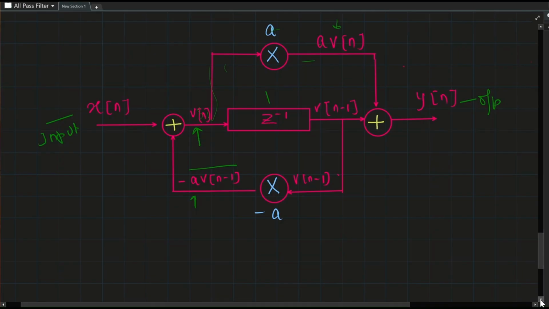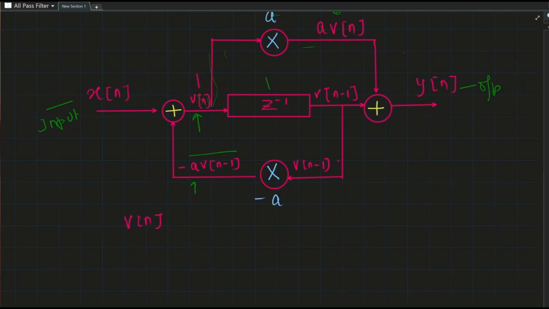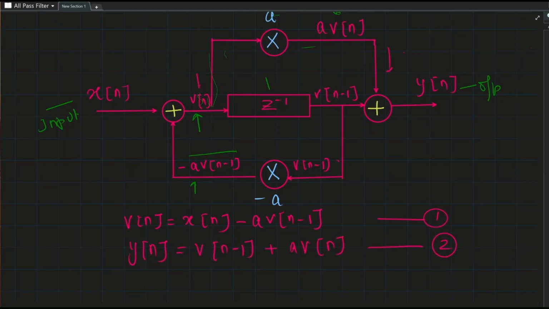So basically we have two equations. The first equation is like this. So we have Vn here. This Vn is nothing but the summation of xn and this minus a Vn minus 1. So this is our equation number 1. And the second equation comes from here, which is the output yn. Output yn is nothing but the combination of Vn minus 1 plus this component which is coming from the top, that is aVn. So this becomes my second equation.